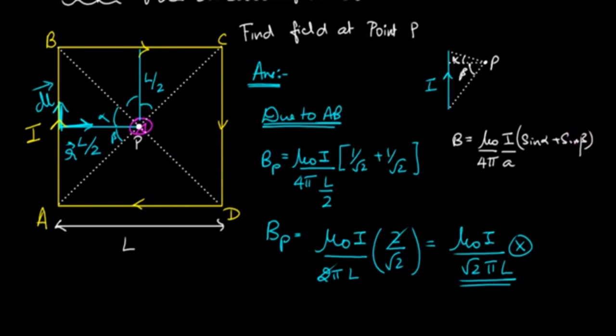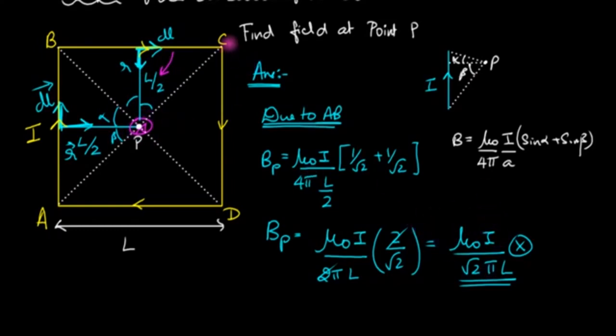So let's do that very quickly. Here dl vector is this direction and r vector is again downwards. You do a dl cross r, thank God the background noise stopped. Alright, so if you do a dl cross r, again notice that the magnetic field is going to be inwards. Awesome. It's going to add up to this one.